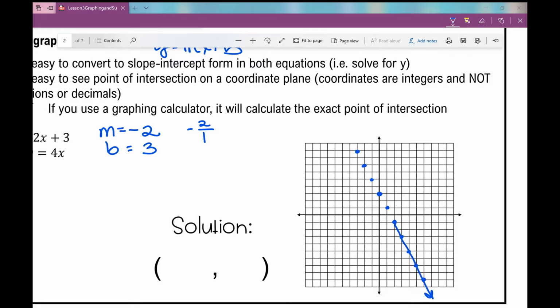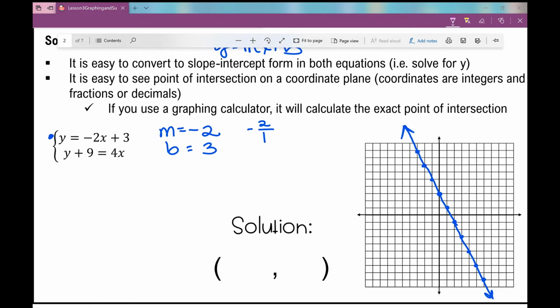So here's this line. And now I'm going to graph the other line in a different color just because that's the kind of stuff I like to do. So I need to solve for y in this second equation, and I can easily solve for y by subtracting 9 from both sides. So I get y equals 4x minus 9. And why would I write it with the x term first? Because now it's in slope-intercept form. So I can identify my slope and my y-intercept in this equation. What is the slope? +4, it's that number in front of the x. If you want to write 4 over 1, you can. And the y-intercept is -9.